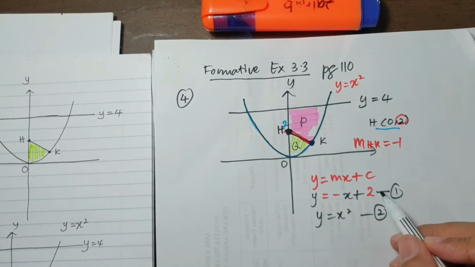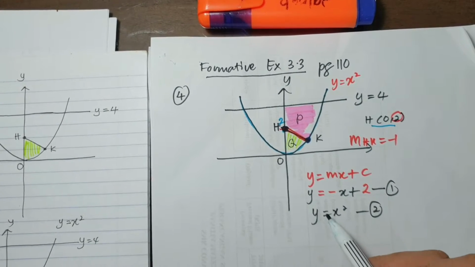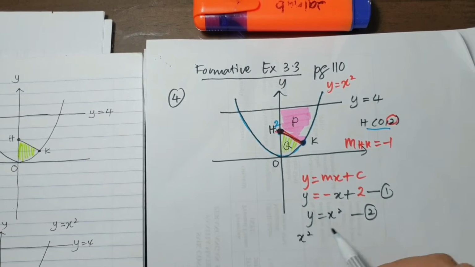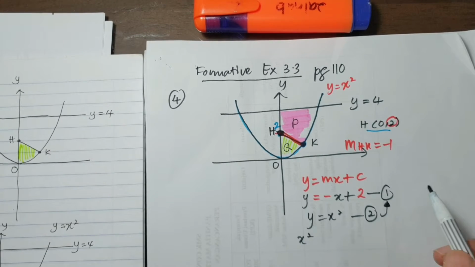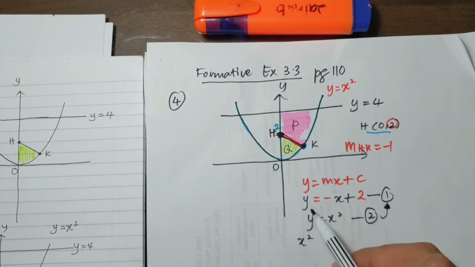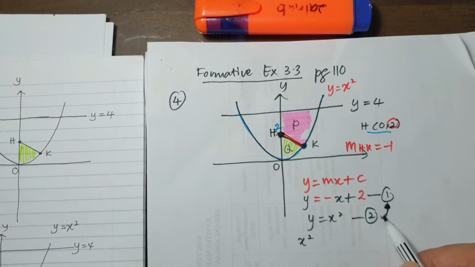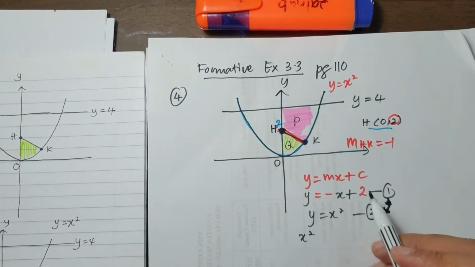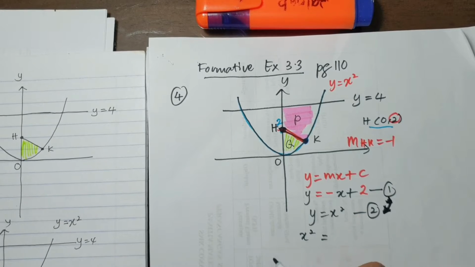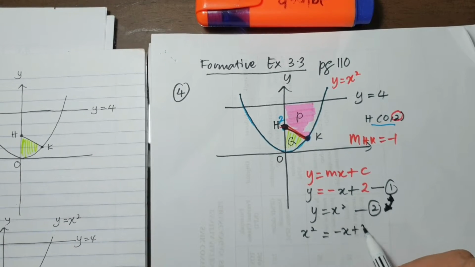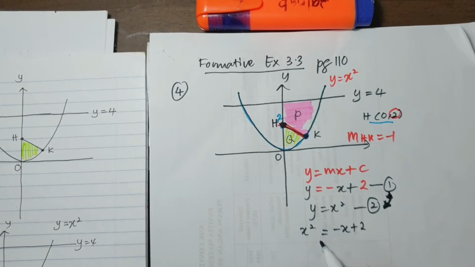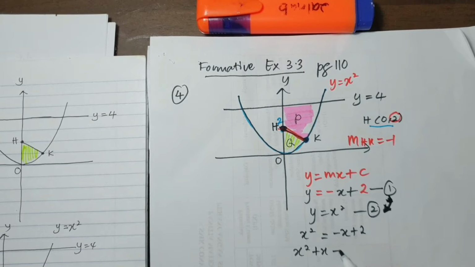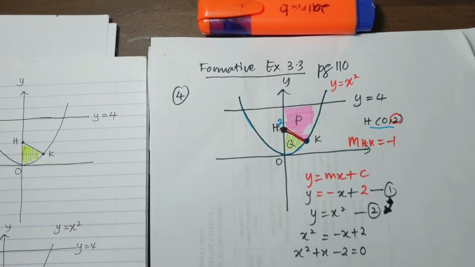This one is non-linear, this one is linear. Since both have y as the subject, just equate: put 2 in 1, where the y right now is x squared. Put 1 in 2, the y is this equation. So you write x squared on this side, that's easier. Then you can see you have power of 2, so for a quadratic always arrange in general form. Negative becomes positive, positive becomes negative. And this one you can use your calculator.